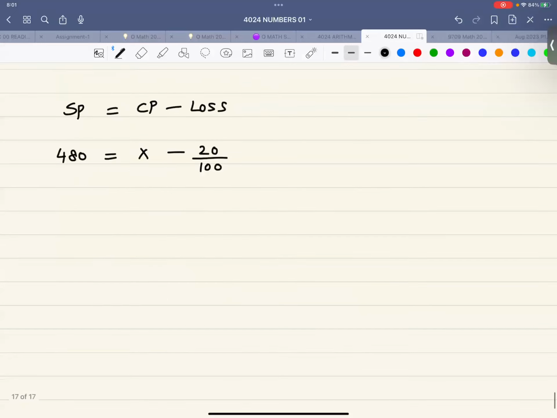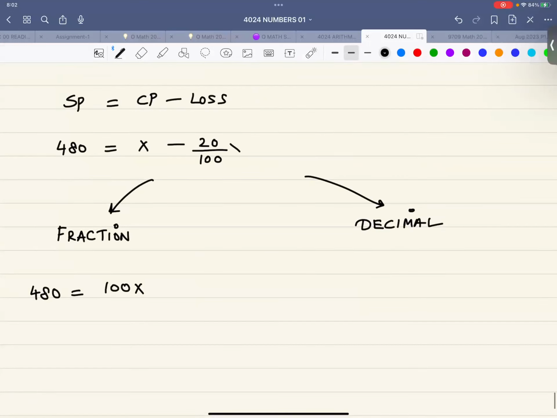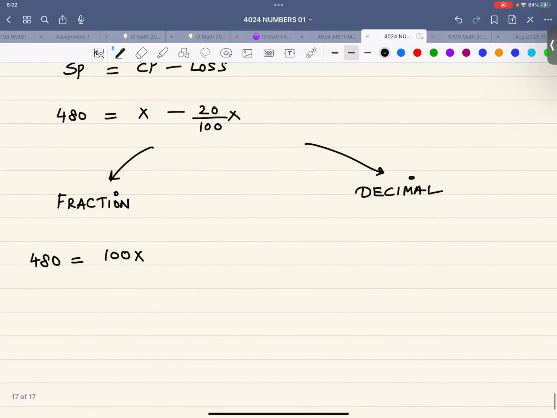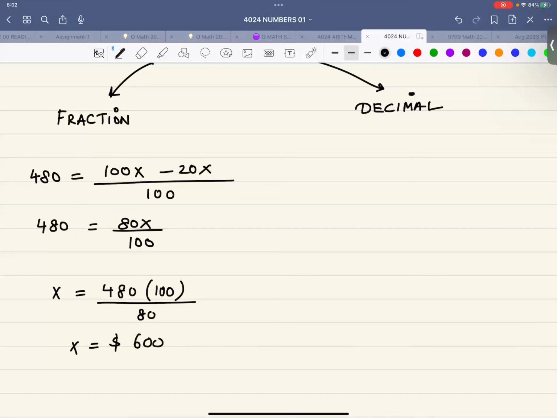Again, we have two options. You want me to do it using fractions? I can comfortably do it. You want me to do it using decimals? I'm good at that also. So therefore, we have 480 equals 100x minus 20x divided by 100. This is after taking LCM. 480 equals 80x over 100. Therefore, x is 480 into 100 divided by 80. That comes out to be $600.